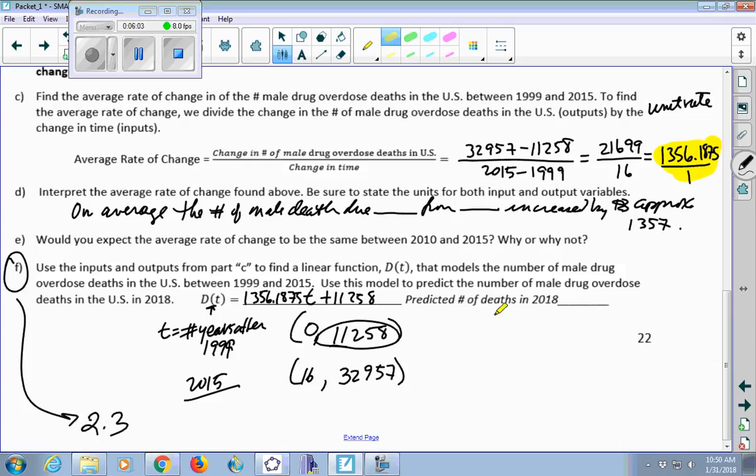Now we want to predict the deaths for 2018. So what's the t value for 2018? What's the t? How many years after 1999? 19. So all you do now is you plug in 19. You take 19 and you plug it in right here for t, and you do that multiplication and addition. And someone want to give me the answer for that?